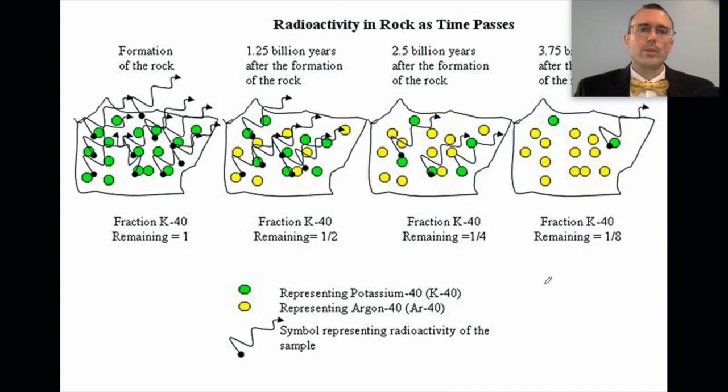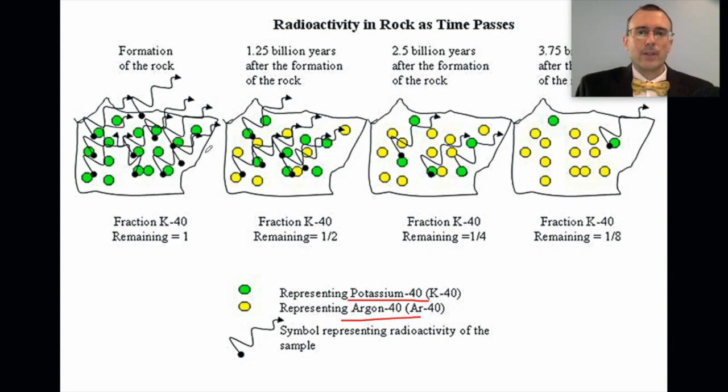So we can use this concept and these numbers of half-lives to actually figure out how old something is. Let's say we're trying to figure out how old a particular rock is. There are a lot of different methods, but one of the most common ones is using potassium 40. Potassium 40 is a naturally occurring radioactive isotope, and when it decays, it turns into argon 40. And we can look at this diagram and see how that happens.